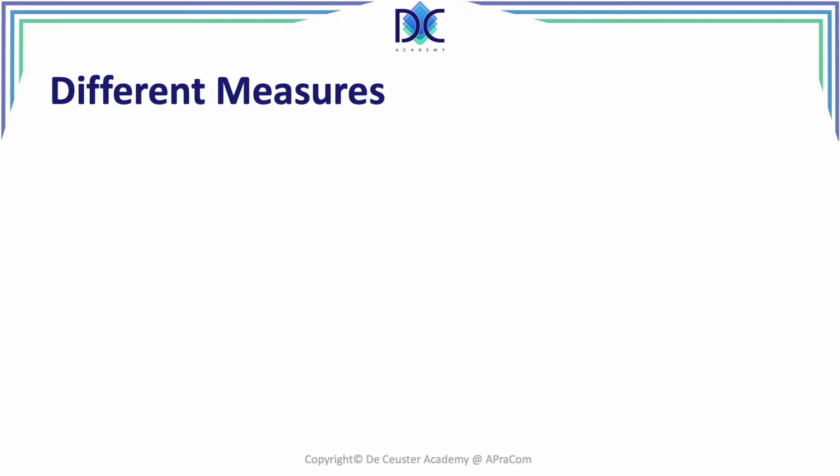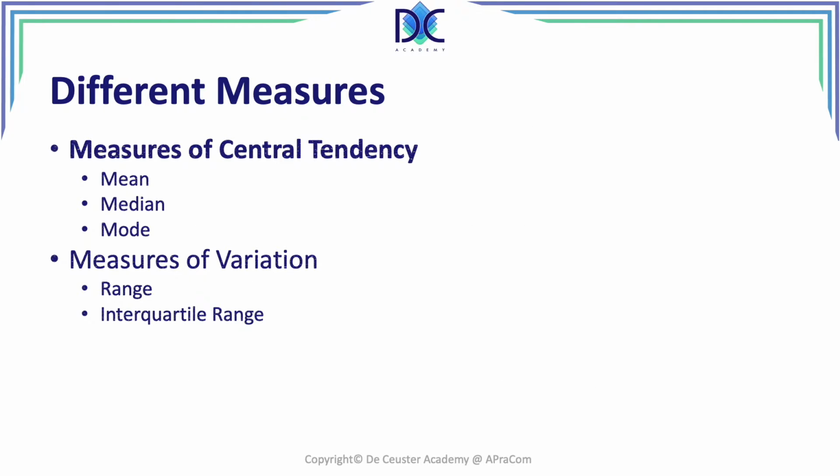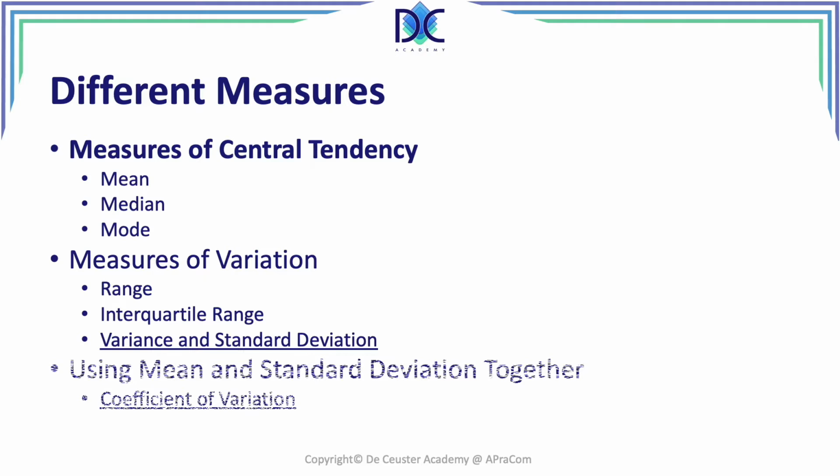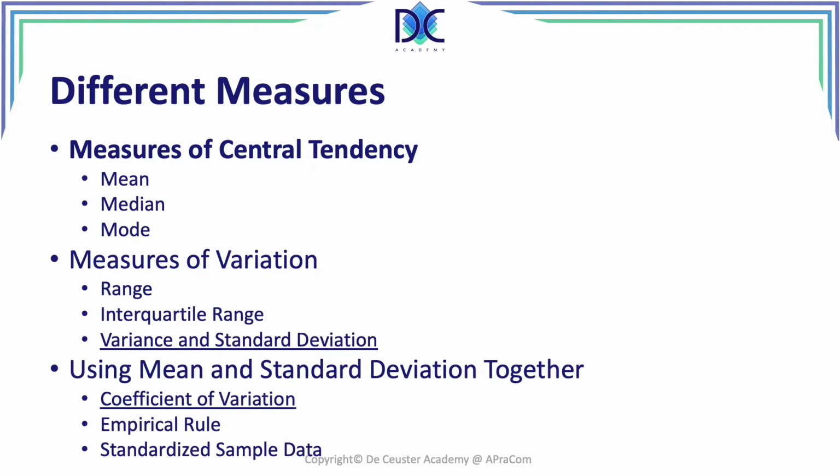First of all, we already looked at the different measures, and we looked at the measures of central tendency, mainly the mean, median and the mode. We were looking at measures of variation, which include the range and the interquartile range. And now we're going to look at the variance and the standard deviation. We will also combine the mean and the standard deviation when we look at the coefficient of variation. The other elements like the empirical rule and the standardized sample data will be considered in the next videos.